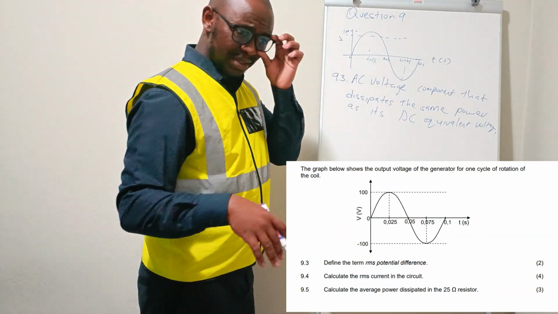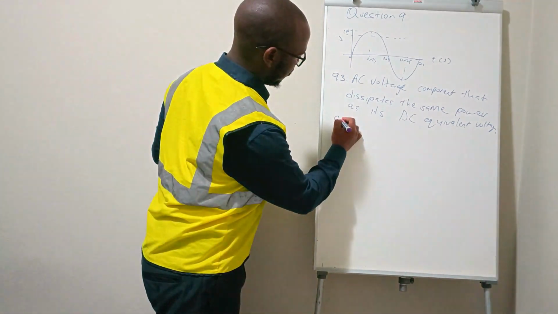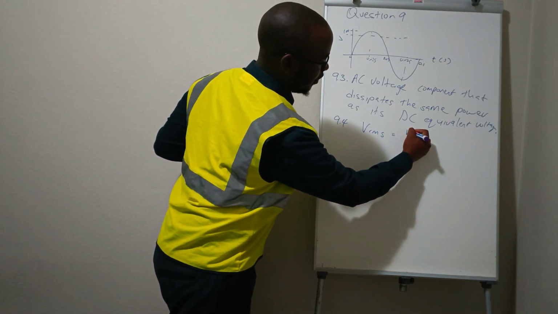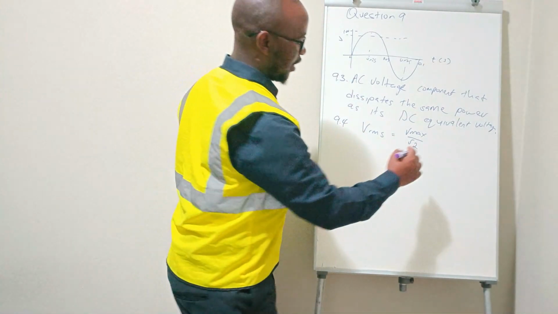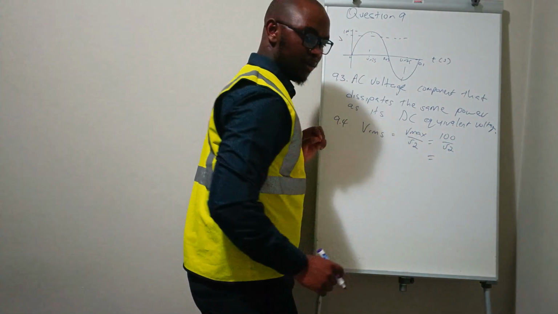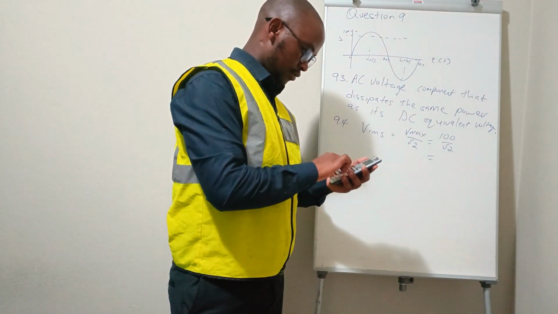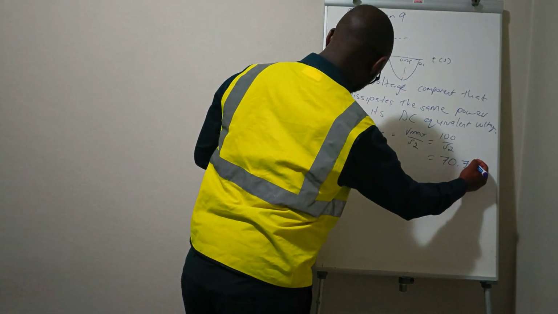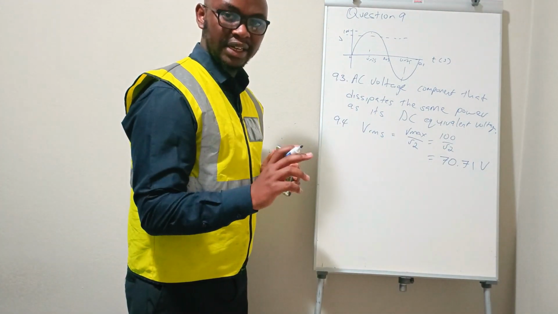If you scroll to the last pages of your question paper, you'll see that the VRMS is calculated as VRMS is equal to Vmax over root 2. And the Vmax here is 100 over root 2. That is going to be 70.71 volts.